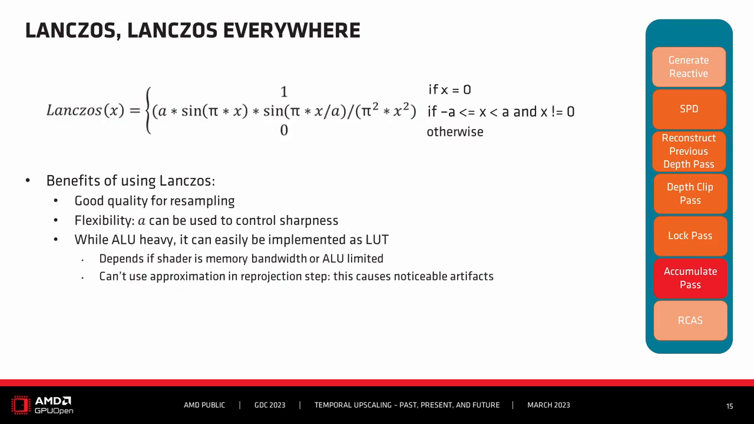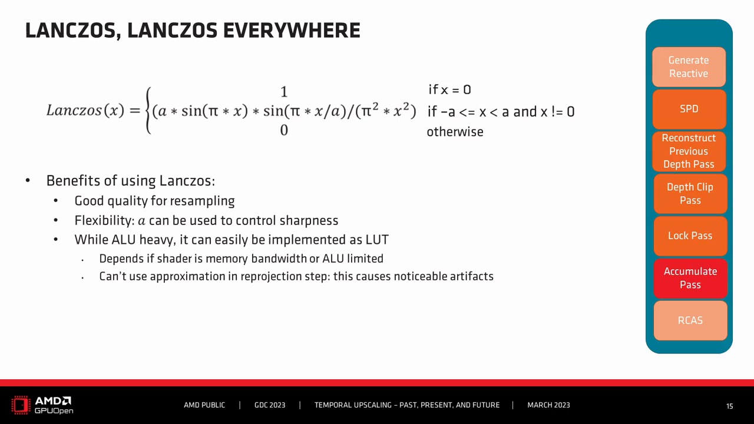To do the resampling and weighting, we're using the Lanczos function. Here I've plotted the mathematical definition of the Lanczos function, and you can see there's that A value which can be used to control the sharpness. And you also see that the Lanczos function contains 2 sine functions, 2 divisions, and several multiplications. So it's not really easy on the ALU, but it can also be implemented as a lookup table.